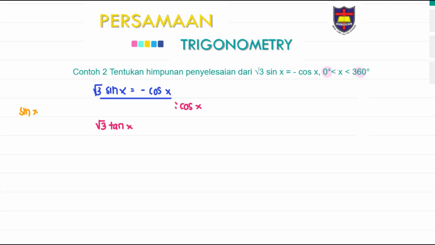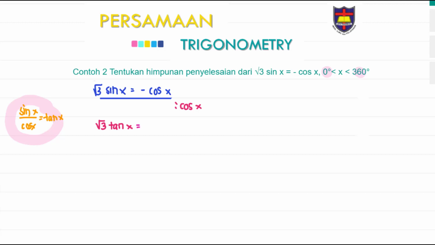Please notice here that the formula we use is sin x over cos x equals tangent x. Please recall this formula, and it is very useful for us in any simplification regarding sin x and cos x. Then we will continue.